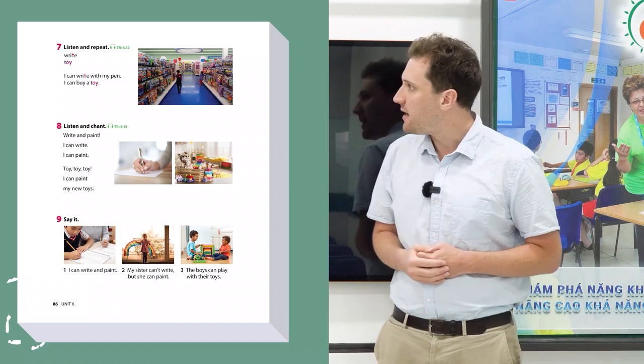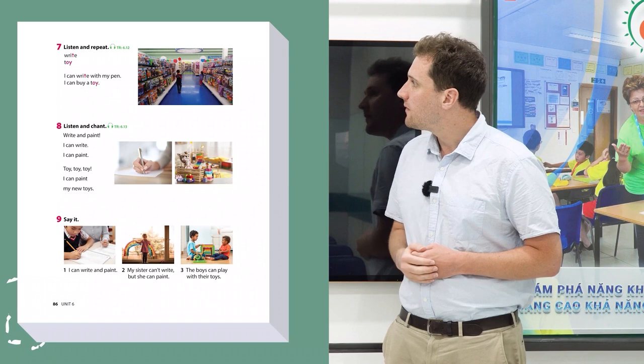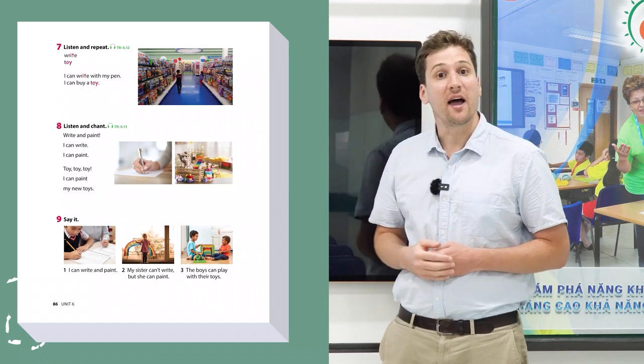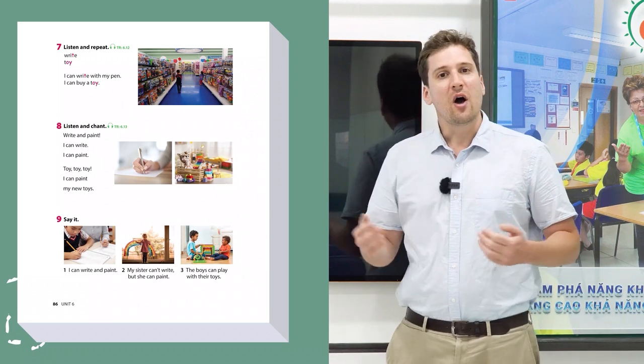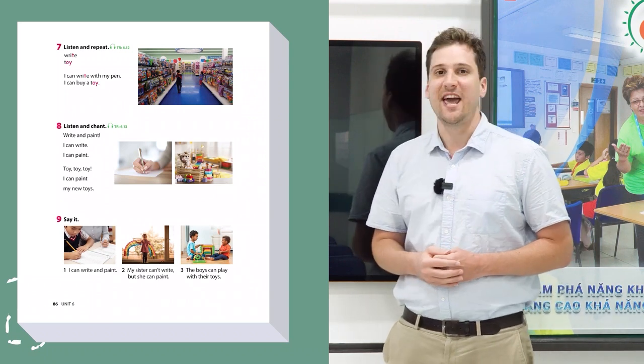to listen and repeat. So, write, toy. I can write with my pen. I can buy a toy. Okay. As the students are more confident, you can move on to exercise 8.